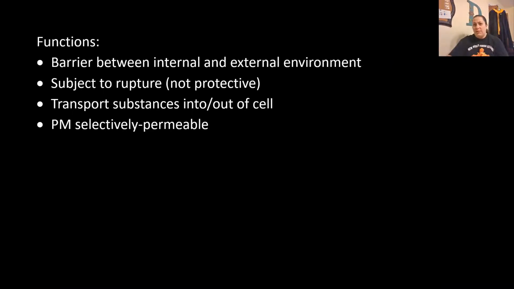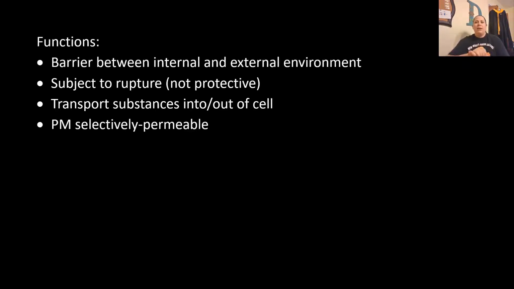So what are the functions of this plasma membrane? The plasma membrane acts as a barrier between internal and external environments. It is subject to rupture if it's not protected. And so this is why bacteria really wants that cell wall. The cell wall helps protect it from rupturing. The other function of the plasma membrane is for transport. It's going to allow the movement of substances into and out of the cell. Now, it's not just going to let anything move in and out. Something that's really important about this is it is selectively permeable. It's going to pick and choose what gets to move in and out of the cell.